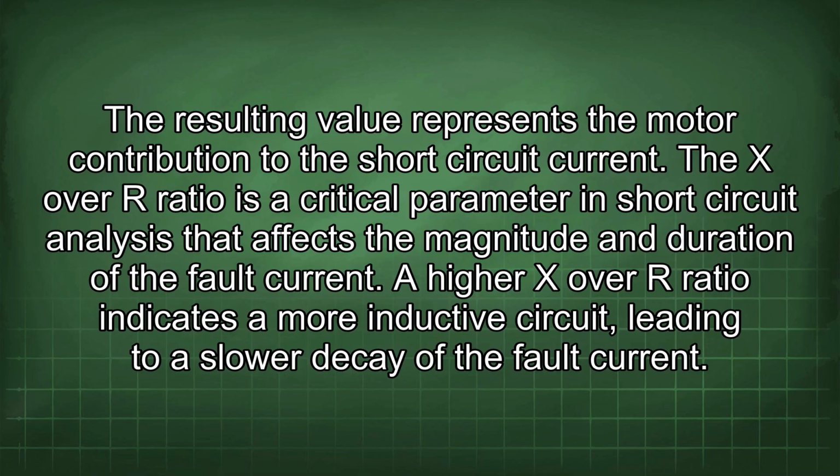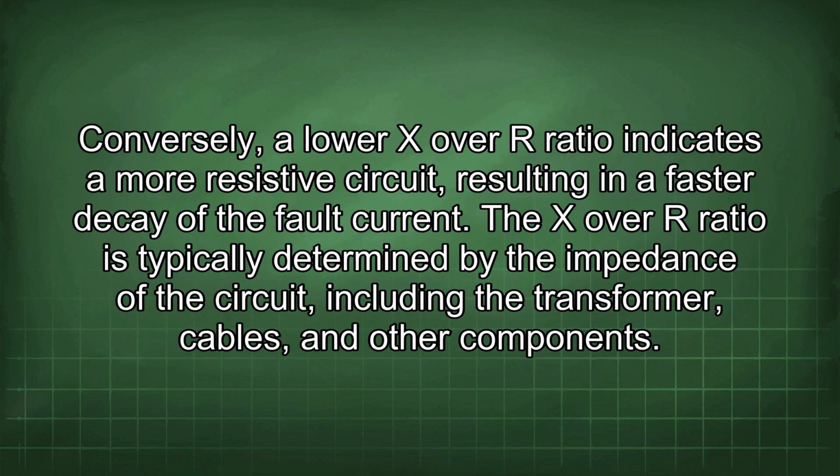The X/R ratio is a critical parameter in short-circuit analysis that affects the magnitude and duration of the fault current. A higher X/R ratio indicates a more inductive circuit, leading to a slower decay of the fault current. Conversely, a lower X/R ratio indicates a more resistive circuit, resulting in a faster decay of the fault current. The X/R ratio is typically determined by the impedance of the circuit, including the transformer, cables, and other components.